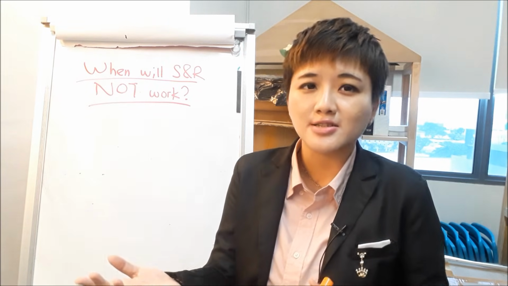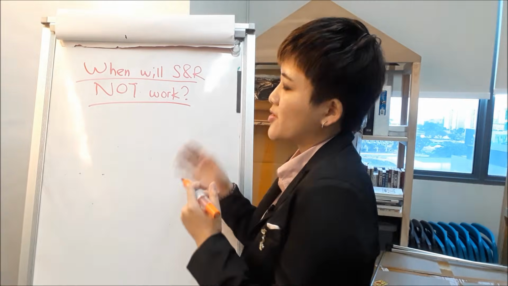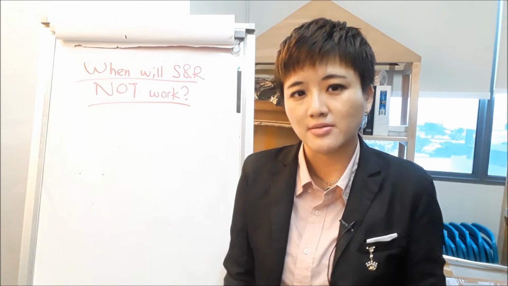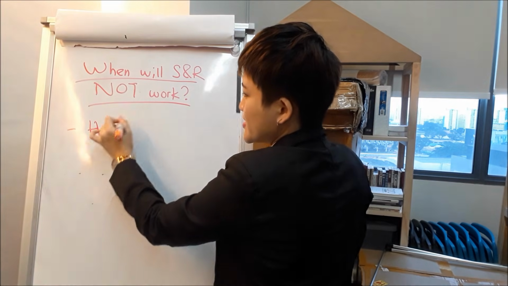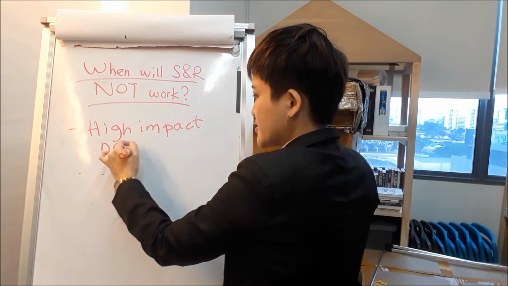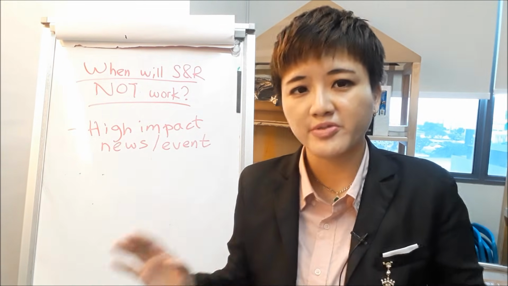With any support resistance, it can be broken. With any indicators, it doesn't work all the time. So when will S&R not work out? When will it be broken? Of course, the obvious one is when there's a high impact news or event. The price can just pierce through support instantly, 100 pips, 50 pips.